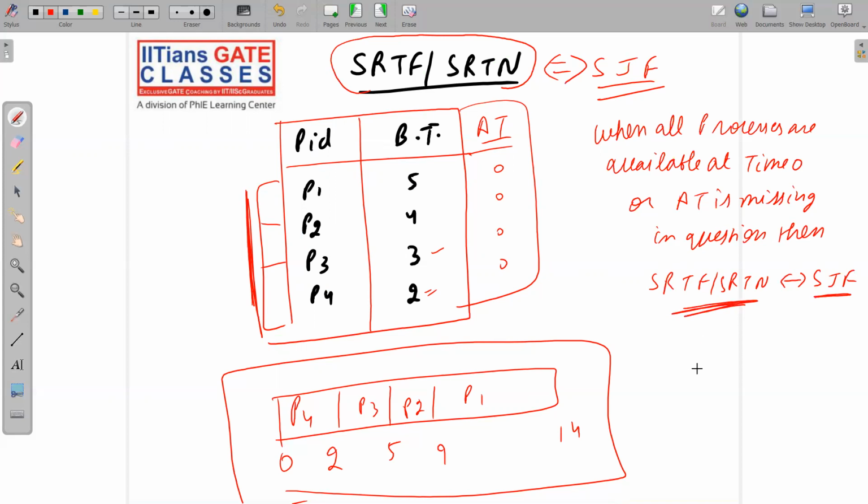By the way, this question has been asked in GATE. When arrival time is missing or when all processes are present in the system, then SRTF and SJF both will behave the same. Yes, this statement is true. I hope I have made the point clear. Please take a snapshot. I will jump to the next slide now. I'm jumping now.